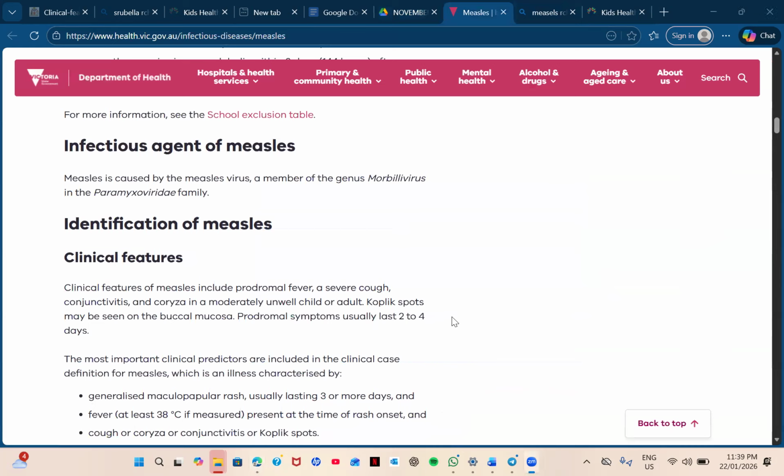Okay. So what is the infectious agent of measles? Measles rash is caused by the measles virus, a member of genus Morbillivirus in the, sorry, Paramyxoviridae family. Okay, Paramyxoviridae family, caused by measles virus. Then this is a notifiable disease. Please remember it's a notifiable disease. Yes, scarlet fever is also a notifiable disease.